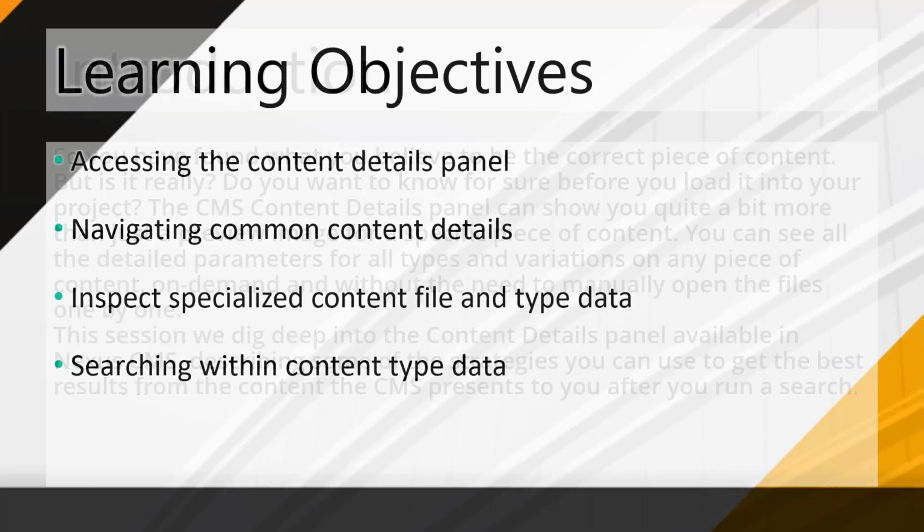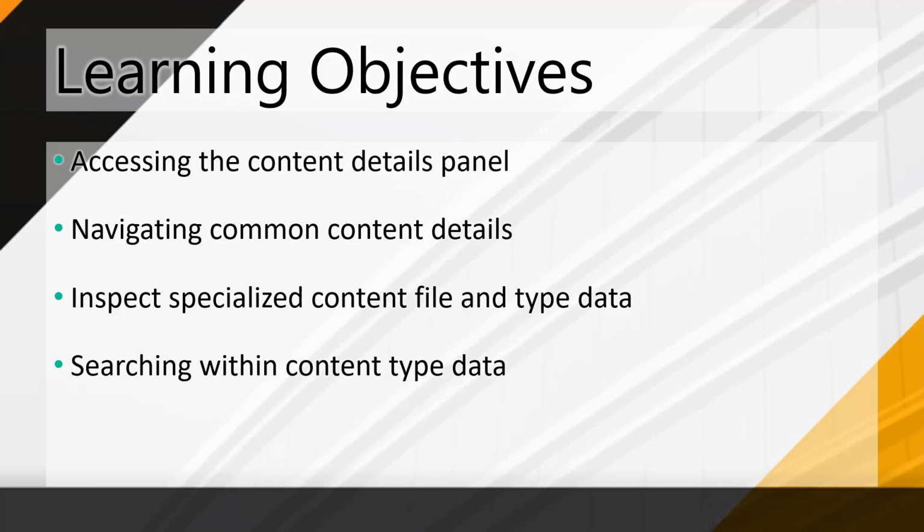We're going to cover four major things. We're going to talk about how you get access to the content details panel and how you can use that. We are going to navigate through the basic content details, the things that are common to everything. Then we're going to inspect the specialized detail, focusing today pretty much on Revit content because it has the most details. We're going to talk about all the strategies that can work really well for it. And then we're going to search within that content type data, again focusing specifically on Revit, to really make sure it's what we want. I have a couple of examples that I want to look for here.